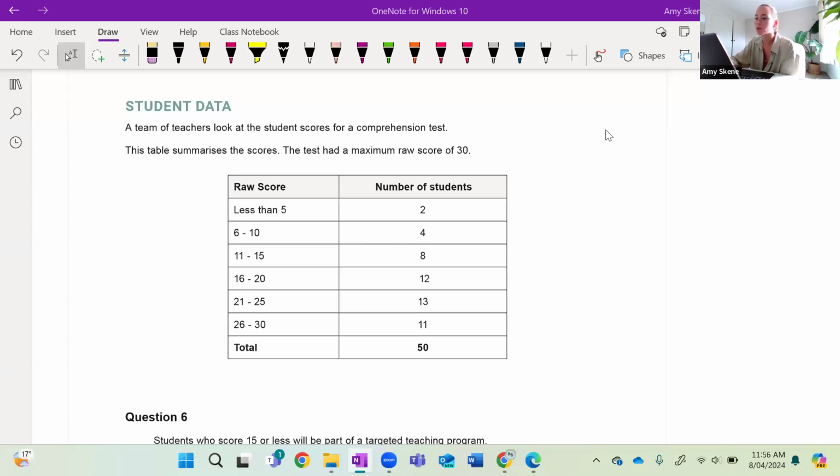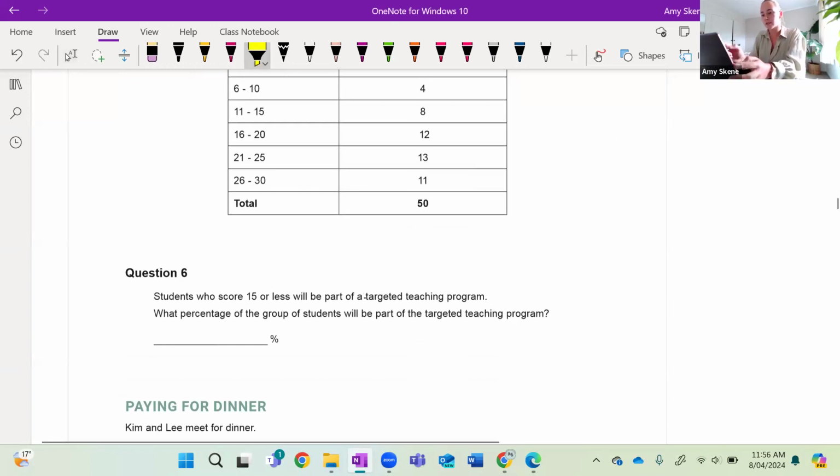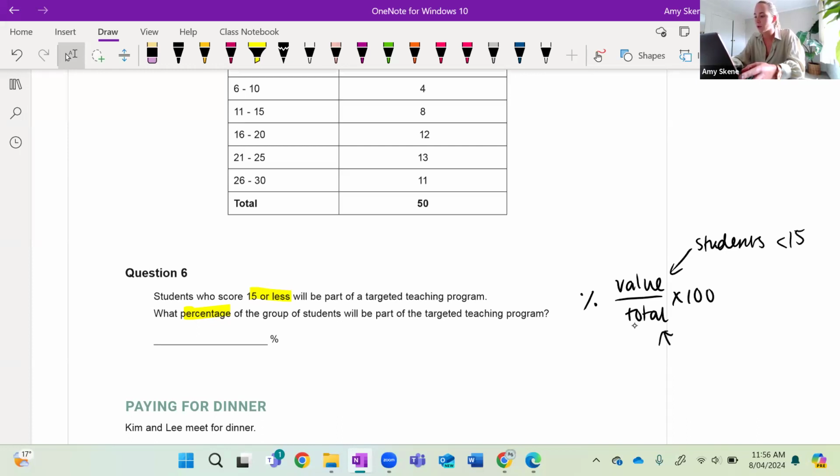Now, the next question looks at student data, and as always, I'm going to read the question first. Students who score 15 or less will be part of a targeted teaching program. What percentage of the group of students will be part of the targeted teaching program? This is where my percentage formula that I explained before comes in handy. So it's going to be the value over the total multiplied by 100. That value there is going to be students who get below 15, and the total is going to be the total number of students. So that's quite easy there.